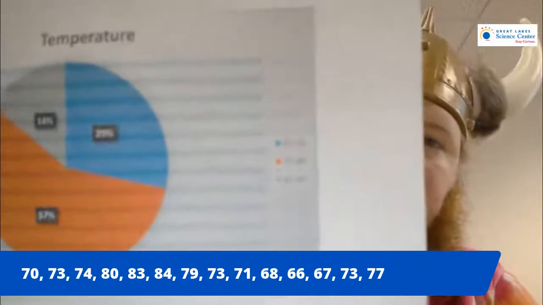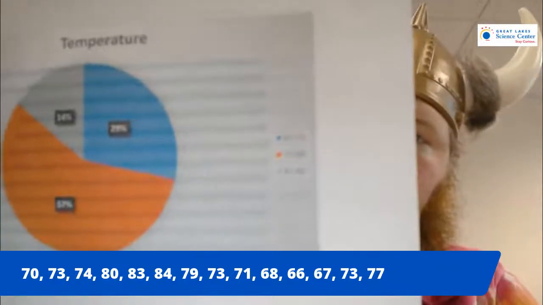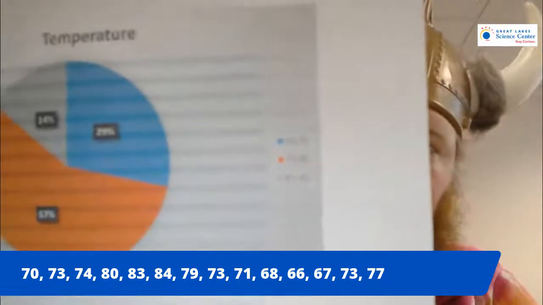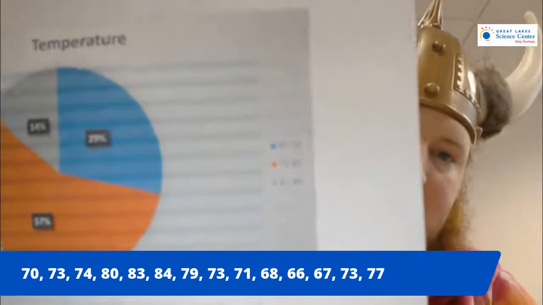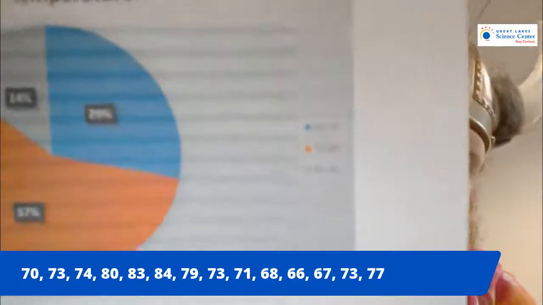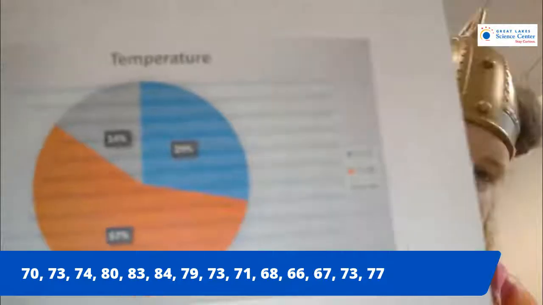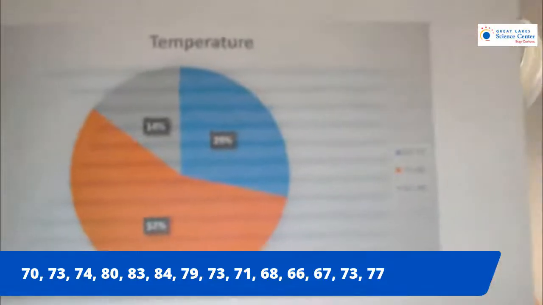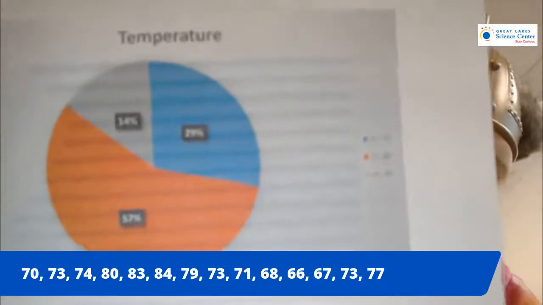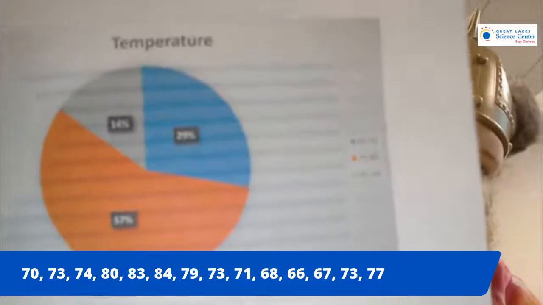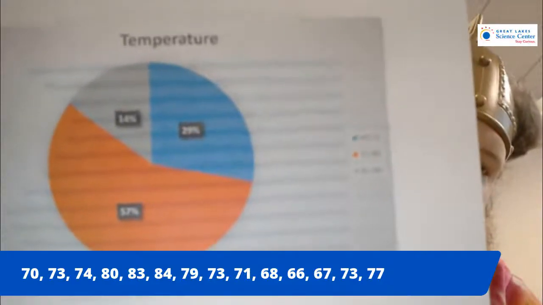So our colors denote what our range is. Our blue piece of the pie is our 60 to 70 range. It's not super clear, but you can still read it. Looks like our orange is our 71 to 80, and our gray is 81 to 90.